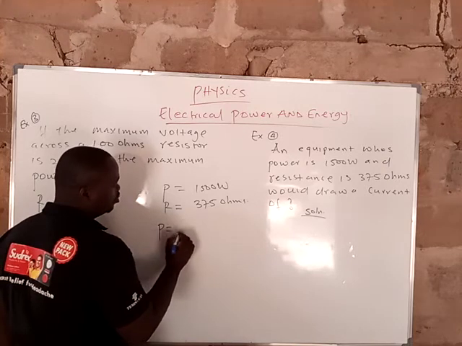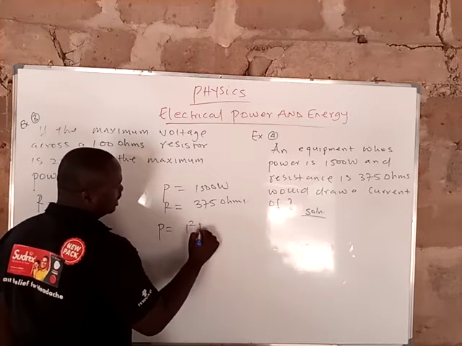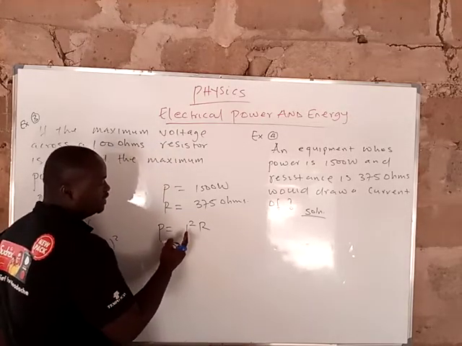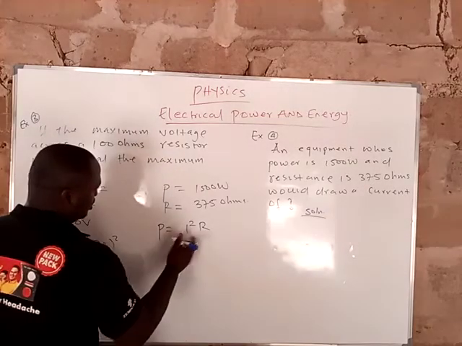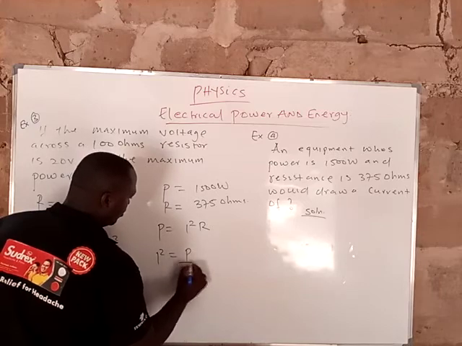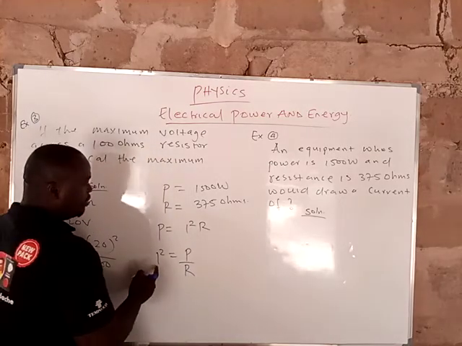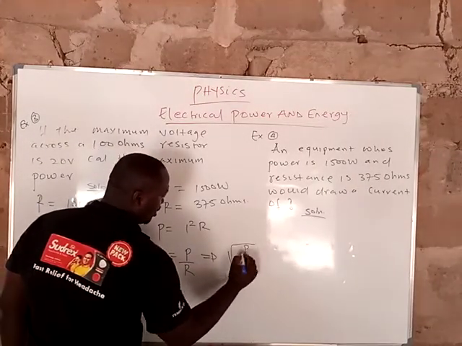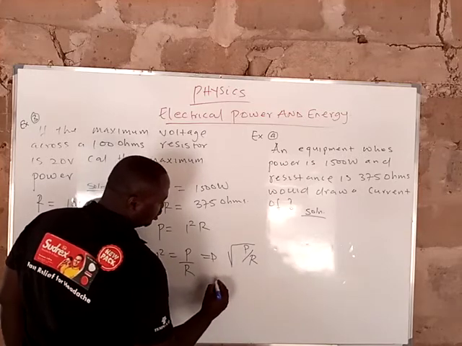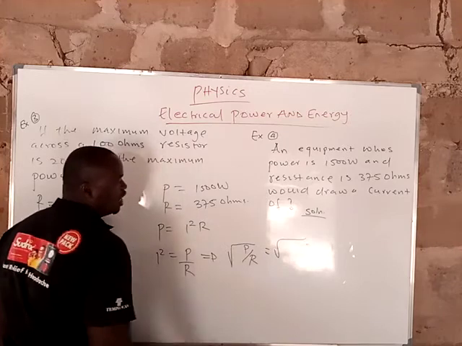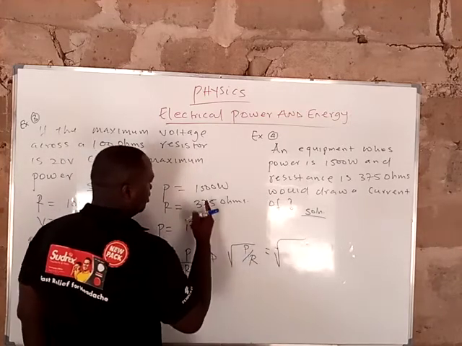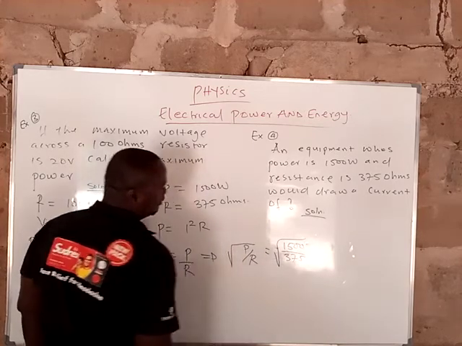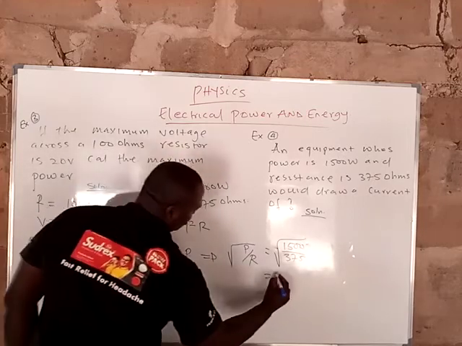But you already know that power is what? I squared R. Right? Power is I squared R. And then they want us to calculate the current. So current squared will be what? Power all over resistance. Remember, what they ask us to calculate is the current, not current squared. So this will be the square root of power all over R. And then my power is 1,500 all over 375. And this will give you a current of what? 2 amperes.